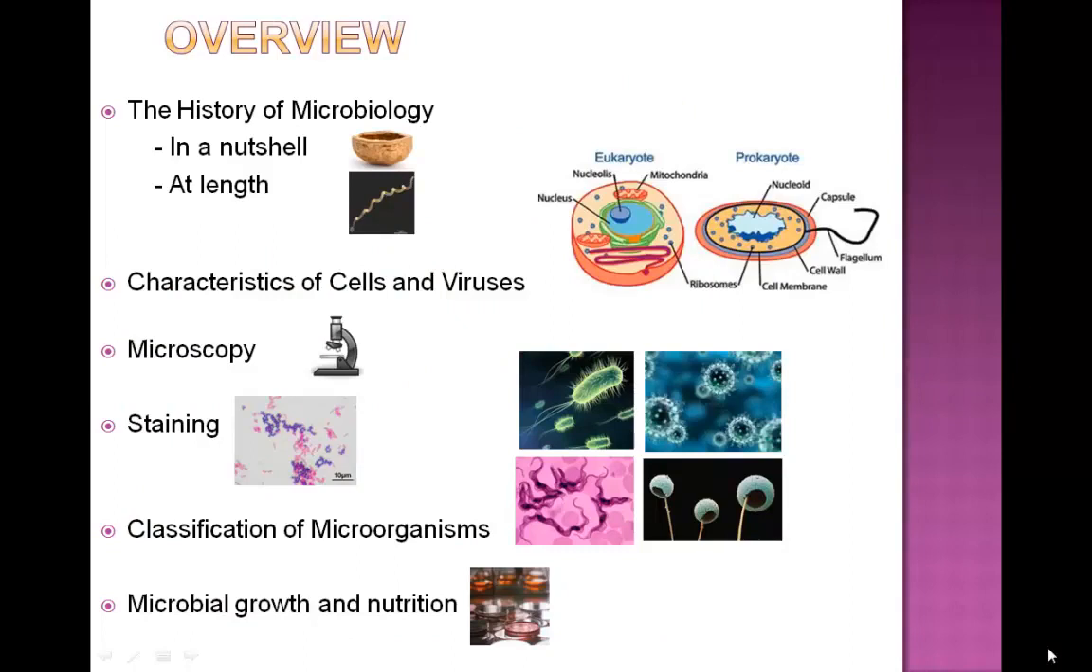Here is a brief overview of the course, which is divided into 6 sections. We will begin with the history of microbiology, both in a nutshell and then at length, starting with the invention of the light microscope. Next, we will look at how the advent of the electron microscope brought the attention of scientists to the existence of two basic cell types, the prokaryotes and the eukaryotes. We will also study what viruses are at this point.